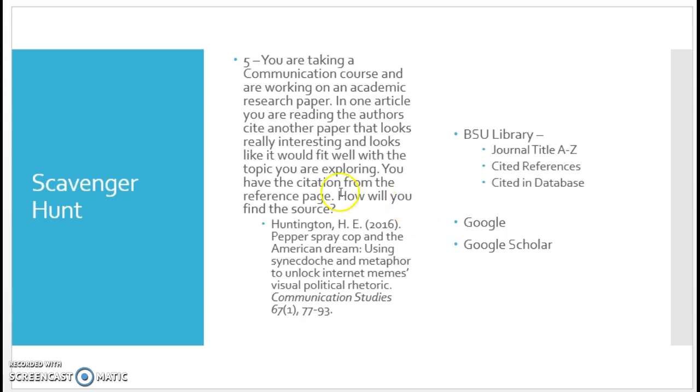Many of you noted this is really important. Being able to find a source when you have the citation and find it quickly will save you a ton of time in the research process.